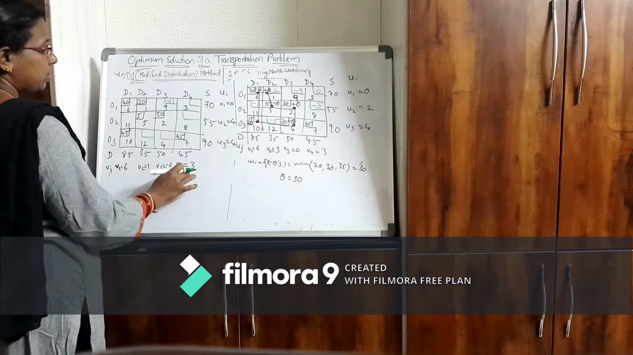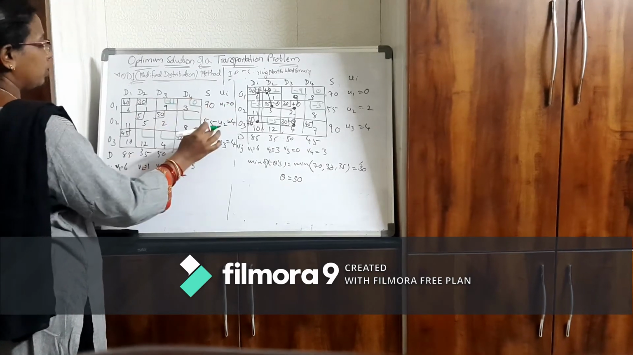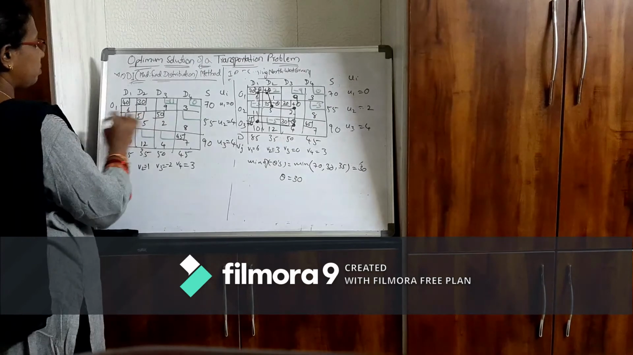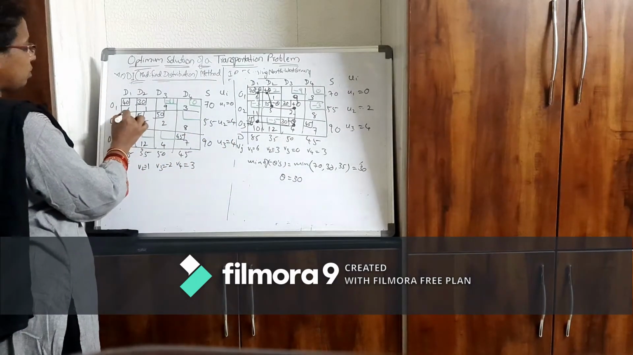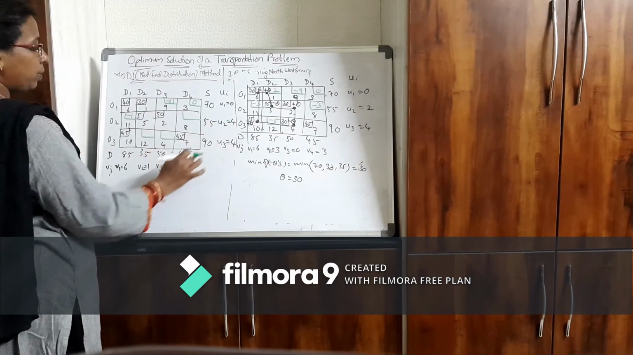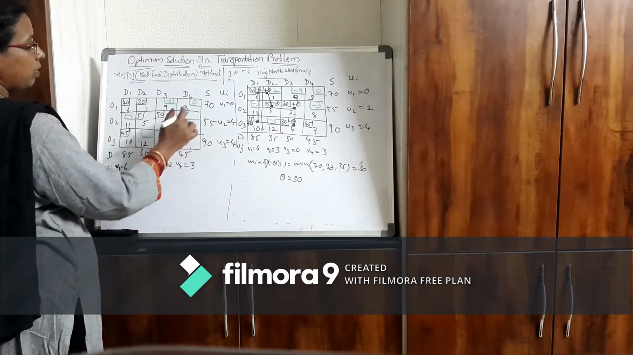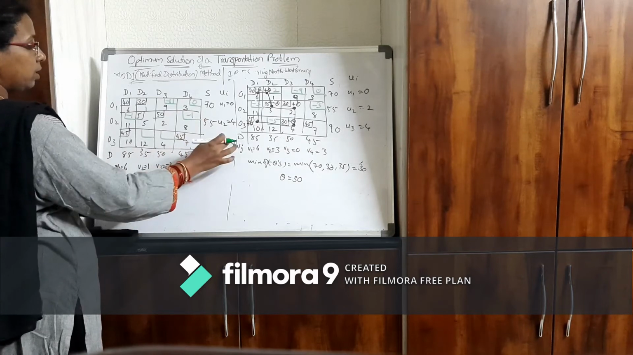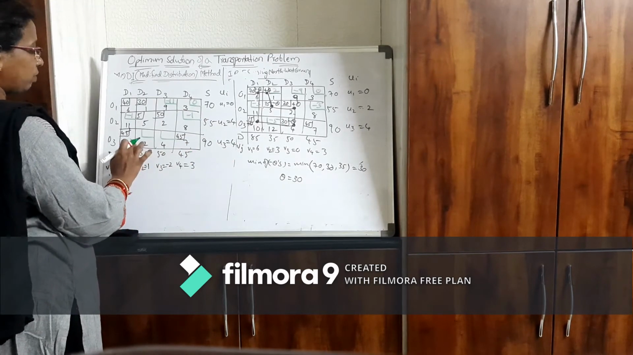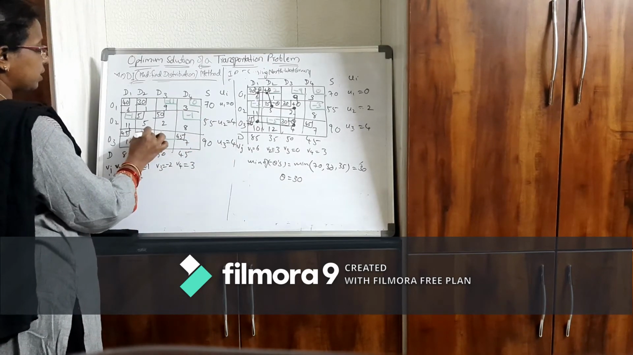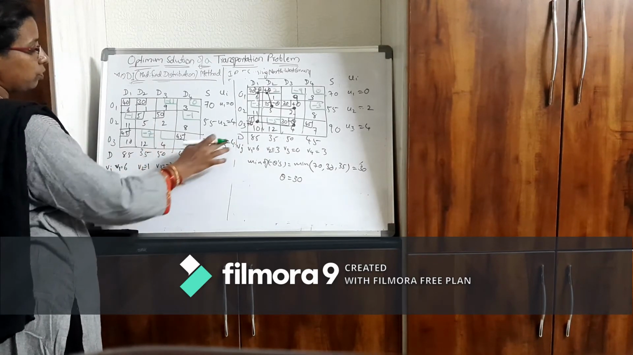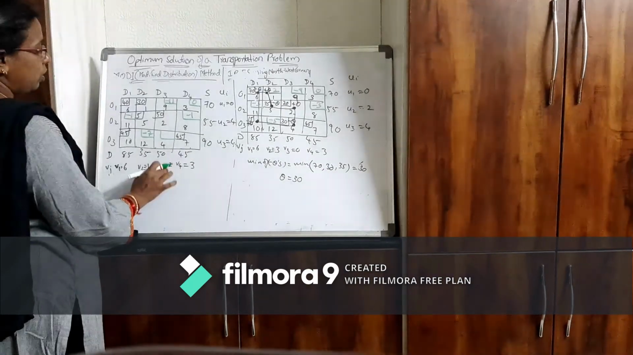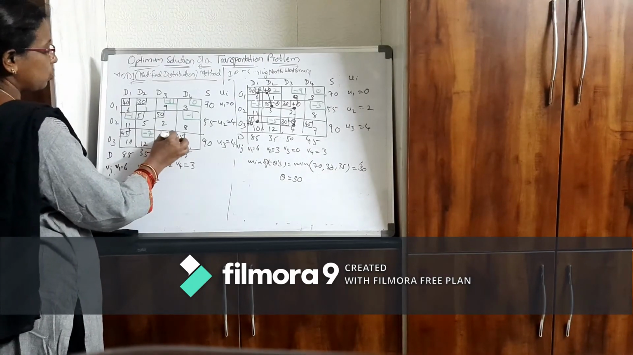Similarly 0 plus 3 minus 3. 0. Here also one non-basic. 4 plus 6 minus 11. So minus 1. 4 plus 3 minus 8. So 7 minus 8 is minus 1. 4 plus 1 minus 12. So 5 minus 12 is minus 7. 4 minus 2 minus 4. 4 minus 2 is 2. 2 minus 4 is minus 2.